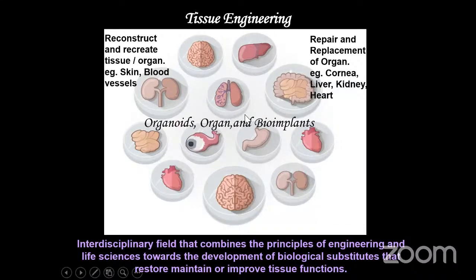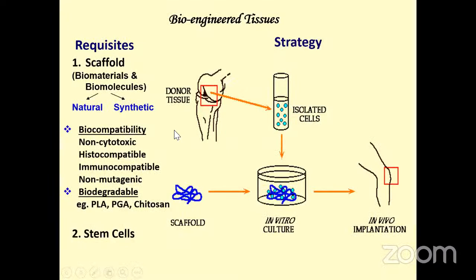That is what comes into the picture in the field of tissue engineering, where you can reconstruct or recreate any kind of tissue or organ for the repair or replacement of organs. These are the examples I have given here. So what are the requisites? If you have to make the 3D model, one has to have the 3D structure established. For that, you require a scaffold, which can be either natural or synthetic.